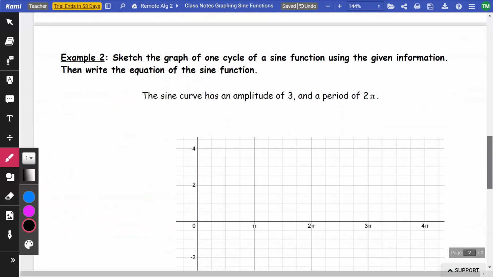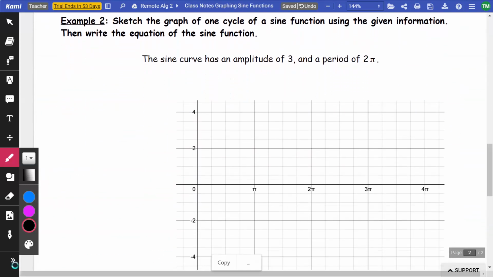All right, so using that information, why don't you go ahead and give example 2 a try. You're doing the same thing. You're given the amplitude of the sine curve, the period of the sine curve, and you need to graph it. Look for your 0, max, 0, min, 0 again, and then write the equation of the sine curve as well. So press pause and then press play when you're ready to check your work.